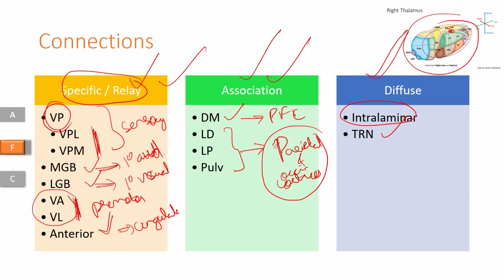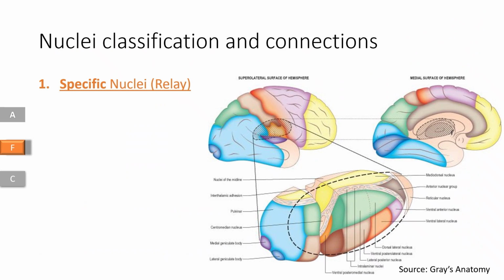A relay means they go to specific areas in the cortices. Association means into larger, wider areas of the cortices. Diffuse means they go very diffusely into all parts of the cortices. Now these are the pictures which can help us understand how these relay nuclei are projecting.